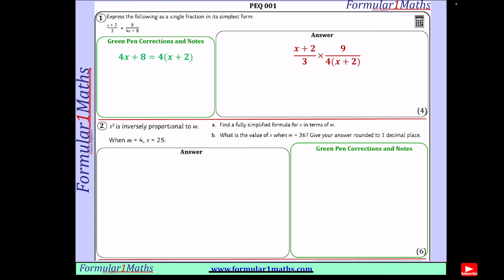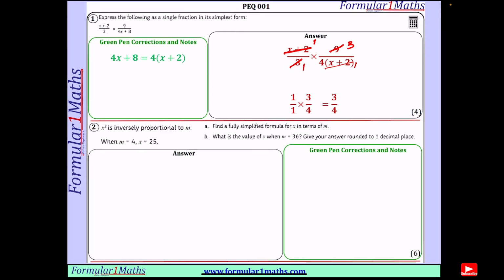We can now reduce the fractions by doing some cancellation. 3 goes into 3, 1, and 3 goes into 9, 3. We can also cancel x plus 2 to get 1 here, and x plus 2 to get 1. So we are left with 1 over 1 times 3 over 4. And this gives us 3 over 4. And that is the answer for question 1.